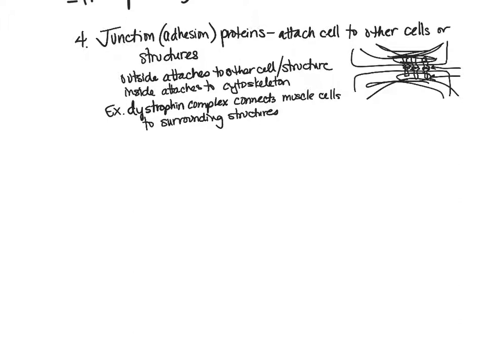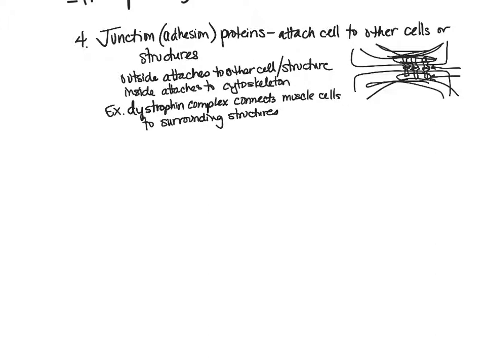So our muscle cells are going to be moving a lot, right? So when we're moving our leg, moving our arms, all of these things are going to have to be anchored so that they're not just kind of sliding around inside of our body. So we have this dystrophin complex that's going to attach our muscle cells to the surrounding structures so that even though they're able to move, they're not going to just be sliding around because of not having a connection.